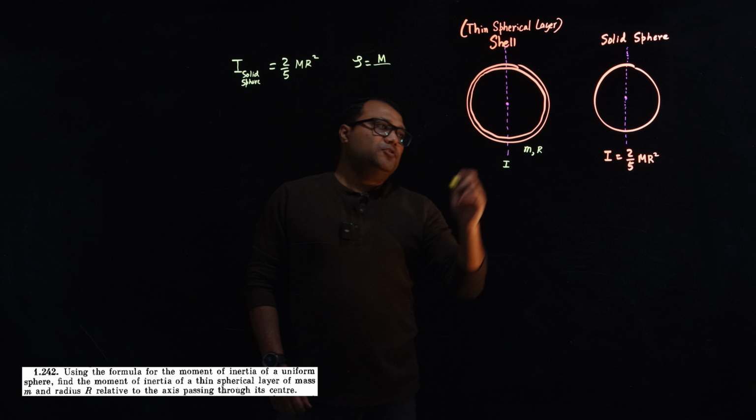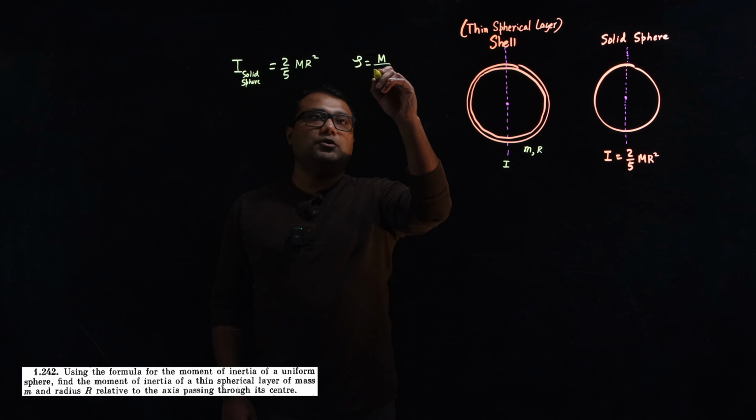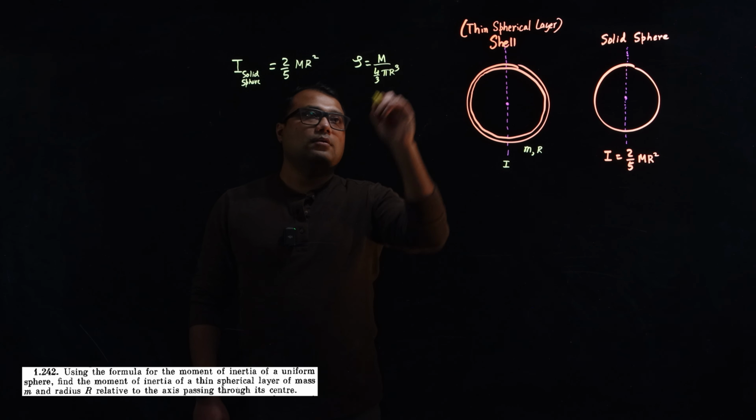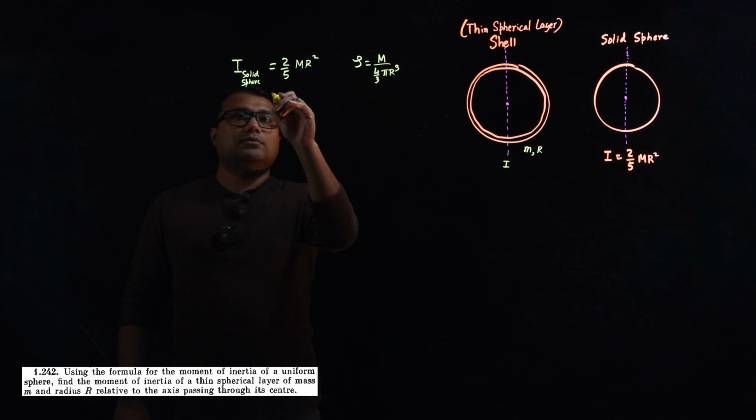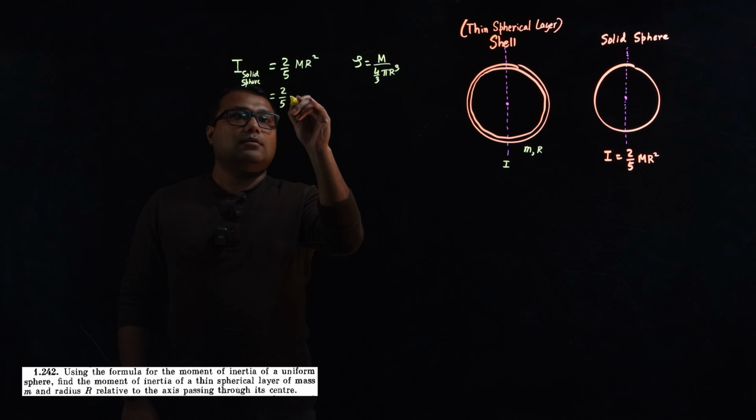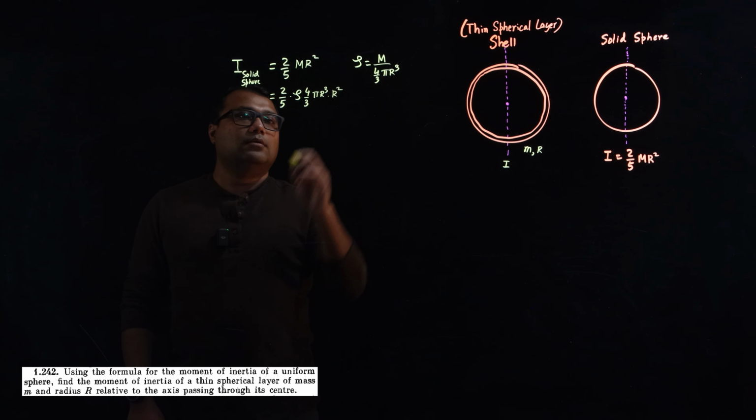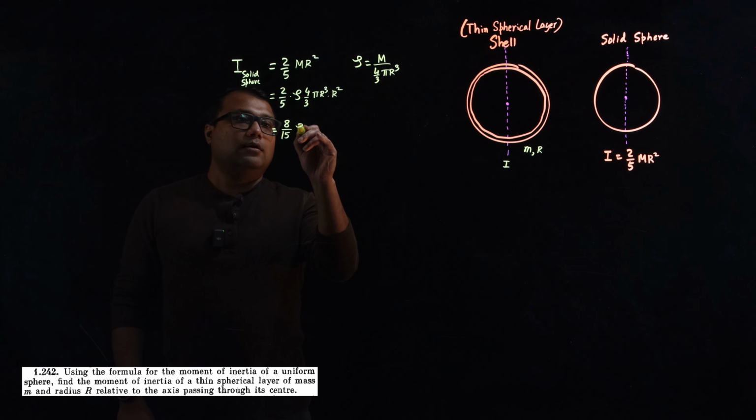So, m is the mass of the solid sphere. What is the volume of a sphere? It is 4/3 pi r cube. So, mass we can write as rho times 4/3 pi r cube. So, let us do that. So, this becomes 8 by 15 rho pi r to the power 5.